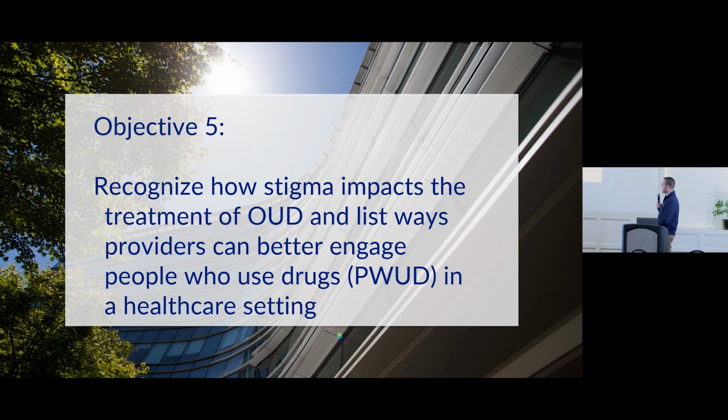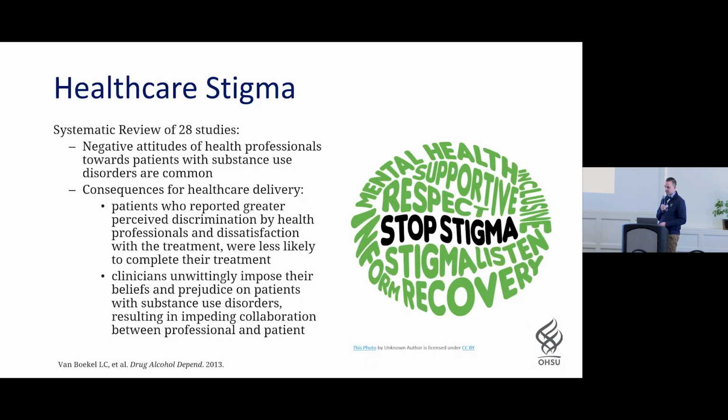Okay. So let's jump into stigma and how it can impact how we treat opioid use disorders, and then also try to develop ways that will improve how we engage people who use drugs in a healthcare setting. So stigma is real when it comes to substance use and substance use disorder treatment. This was a systematic review of 28 studies, and it pretty much showed that there are negative attitudes of health professionals towards patients who use substances or have substance use disorder, and that really impacts healthcare delivery and outcomes.